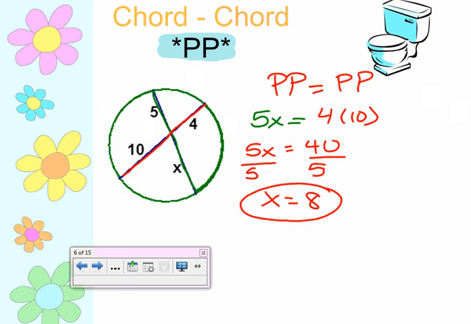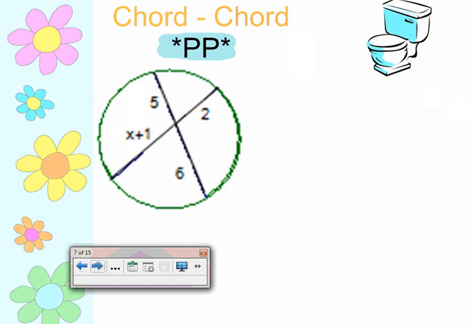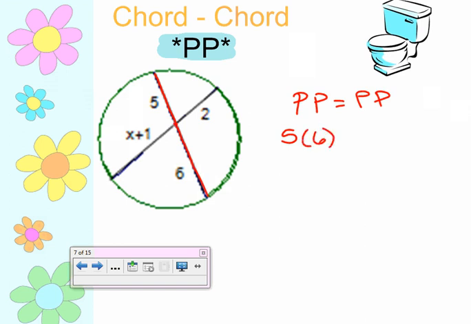Okay, let's look at one more example with chords. Again, we're still using PP. So part times part equals part times part. So I have a part here which is 5. The other part of the line is 6 equals a part of a line which is 2 times the second part of the line which is x plus 1. Okay, now the left side is pretty easy. 5 times 6 is just 30.